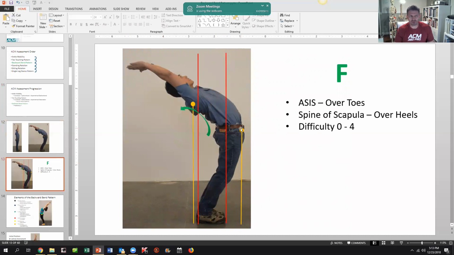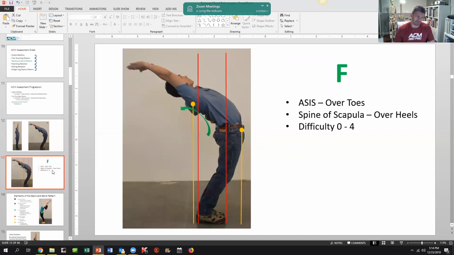His hips, he's got very good hip extension mobility. And his spine of the scapula is far back behind his heels. He's got tremendous extension ability in his thoracic back. And so this would be considered a pass or functional with a difficulty of 0 or 4. His was like 0, -0 for difficulty.